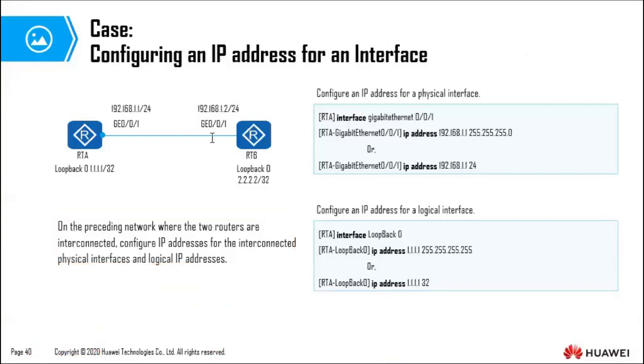Anyway, those are just the theories about interfaces. Now we want to configure these two IP addresses. For G0/0/1 on RTB, we give it this IP address, and for RTA on G0/0/1 again, we give it this address. Other than that, on RTA, we want to create a logical interface, loopback 0. While here, we also want to create a loopback 0, we give it that address.